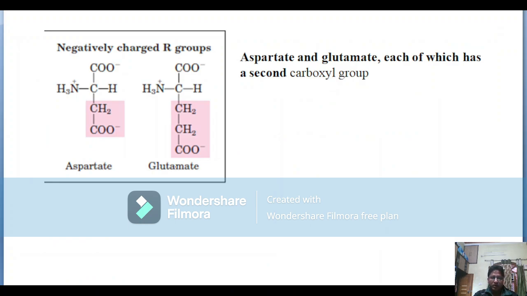Now we come to the two other amino acids, aspartate and glutamic acid. In contrast to the previous ones that have a positive charge at biological pH, these amino acids have an extra carboxyl group. Due to this second carboxyl group, they have a negative charge at biological pH 7. So these are the two negatively charged amino acids: glutamate and aspartate.